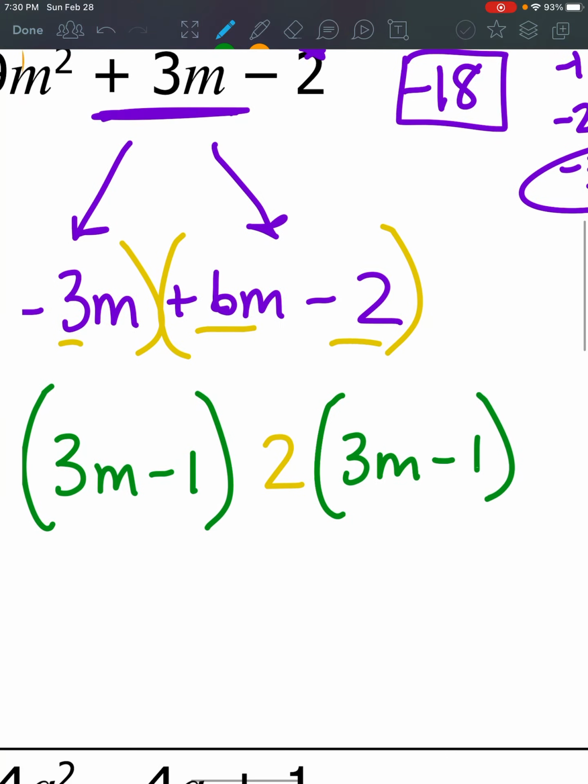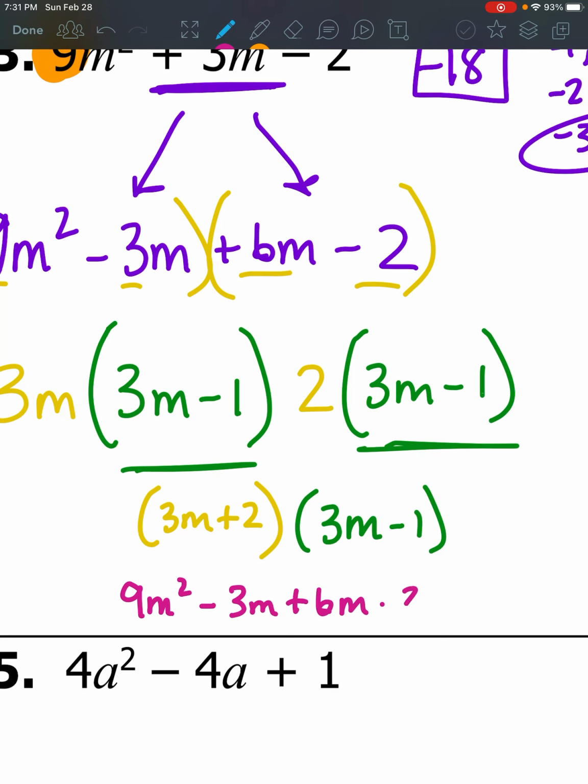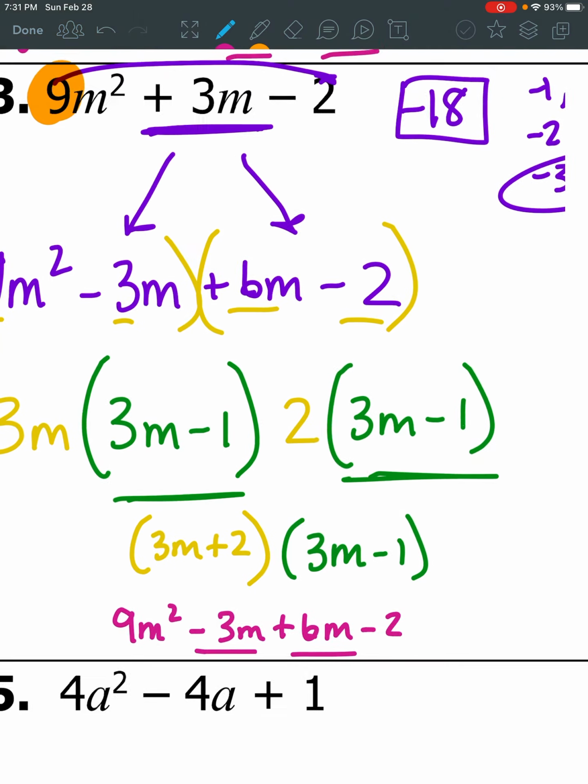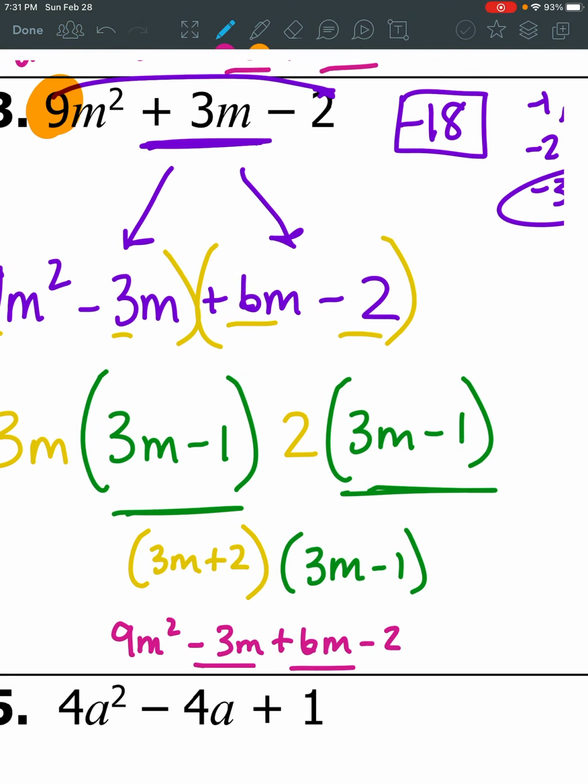And now I can see those twins. So 3m minus 1 is one of the binomials. The other one, and that 2 is positive this time, so it's actually going to be 3m plus 2. And then last step, check your work. 9m squared minus 3m plus 6m minus 2. And the negative 3m, 6m combine to positive 3m. So we know we're right.